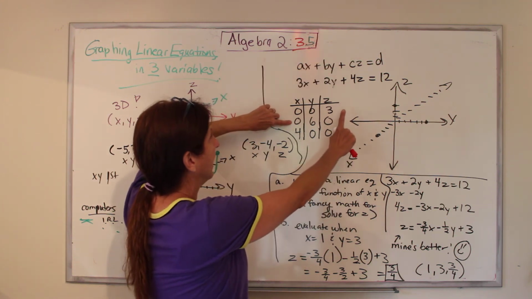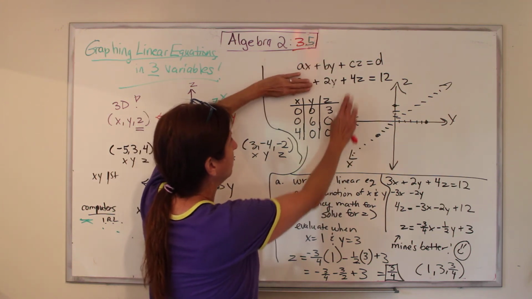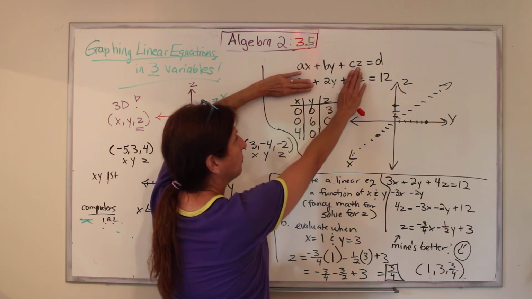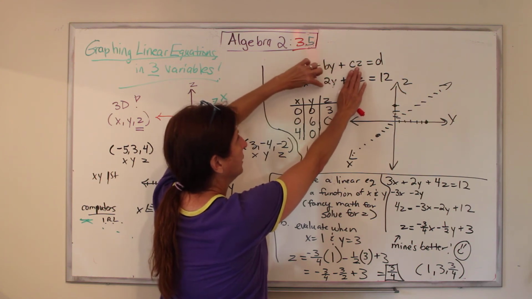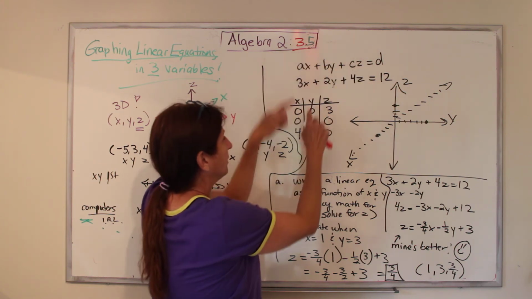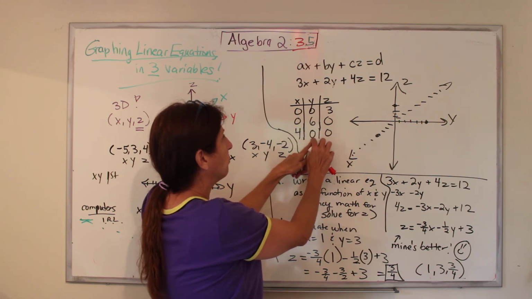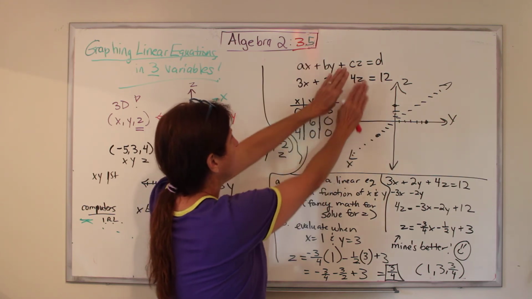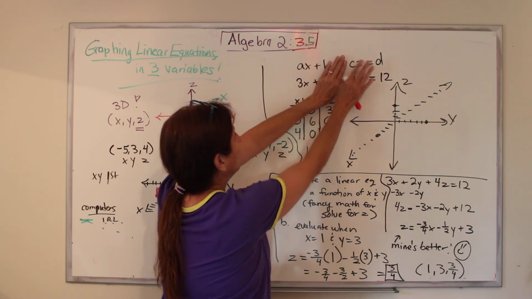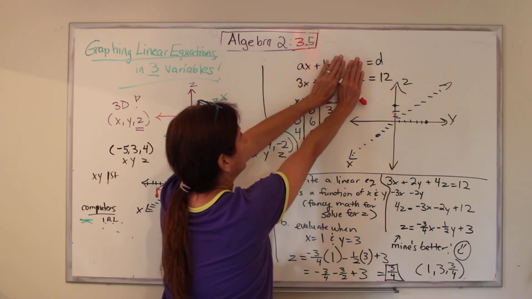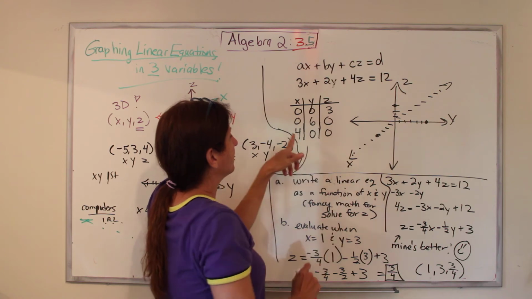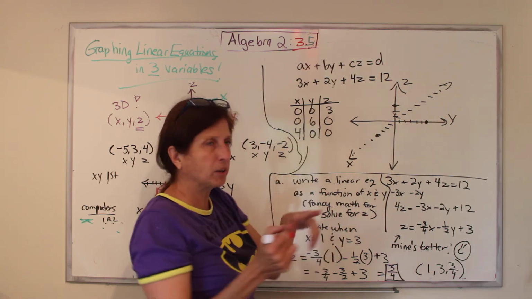Next, we're going to say x and z are 0, so we cover them up. And what would y be? Y would be 12 divided by 2, so it's 6. And then we say y and z are 0. What is x? Well, x is 12 divided by 3, so it's 4.